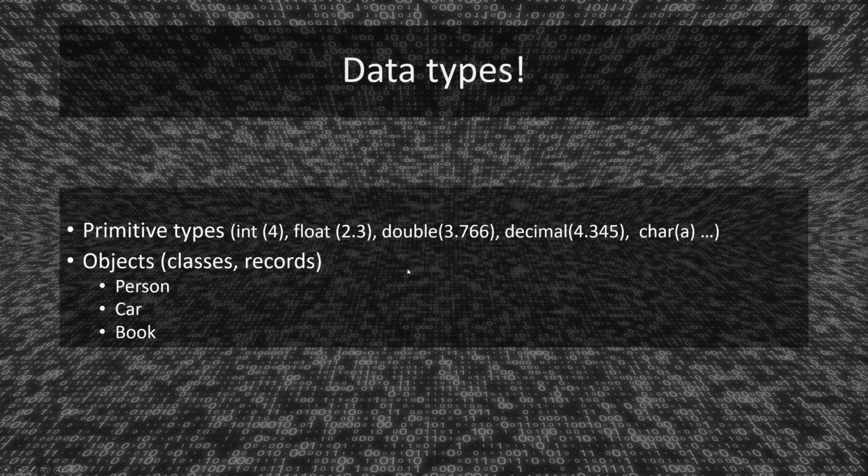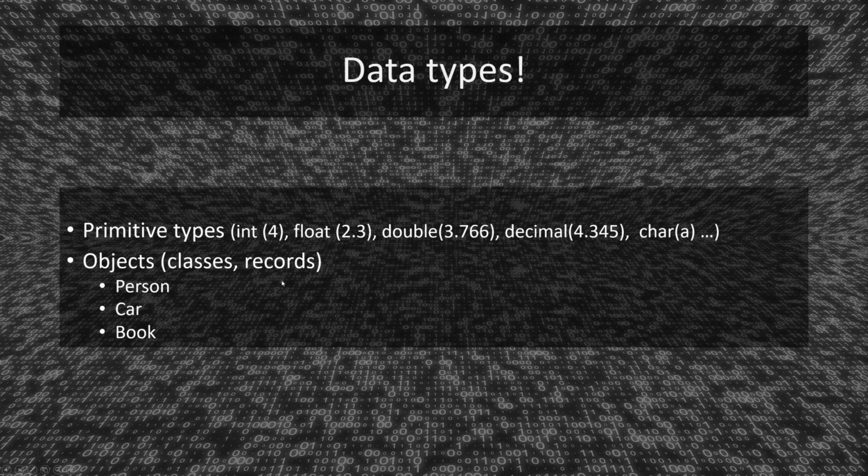Later on, you will understand the main difference between the primitive types and the objects. They also differ in how they get stored in memory and how the computer retrieves these values. And we also have objects. Objects are classes and records. Classes are the main working unit here. So we create a person class, a car class, a book class, and when you create an instance of one of these classes, you are creating an object.